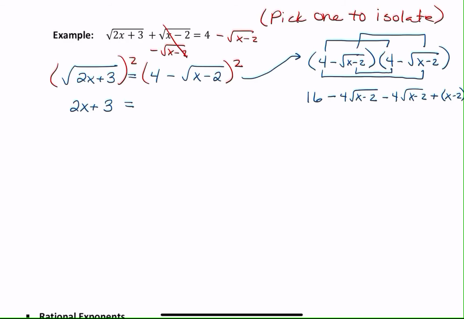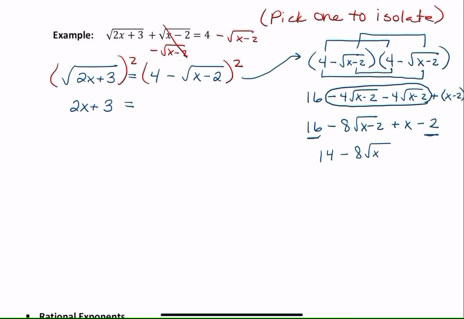So the square root of x minus 2 times the square root of x minus 2 is the same thing as squaring it. So that's going to give me 16 minus, I can combine these because they're like terms, so that's going to be 8 square root of x minus 2 plus x minus 2. And then I can combine my 16 and my negative 2, which will give me 14 minus 8 square root of x minus 2 plus x. So that's what I get when I FOIL the right side.